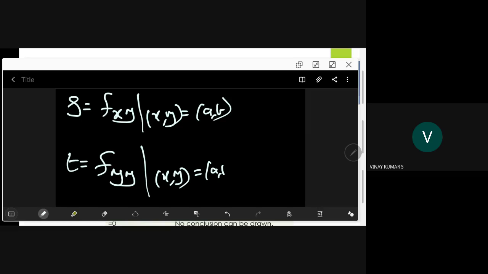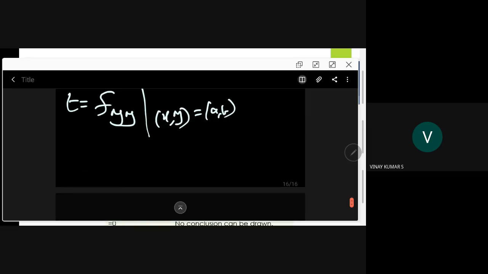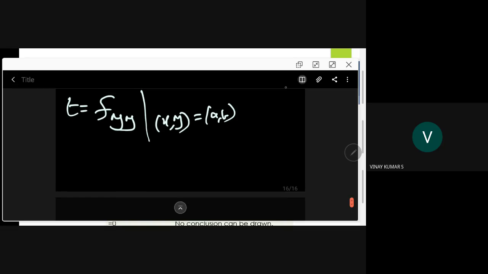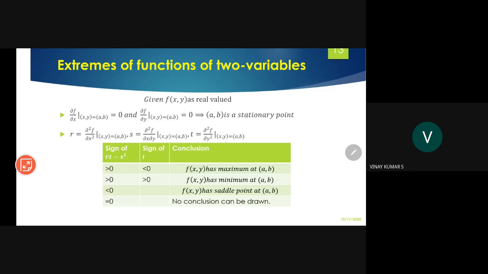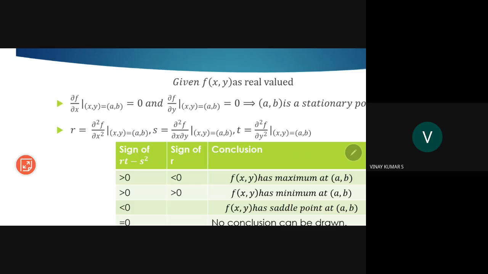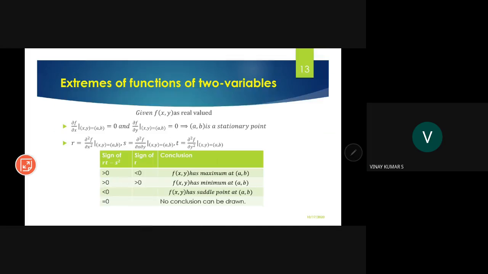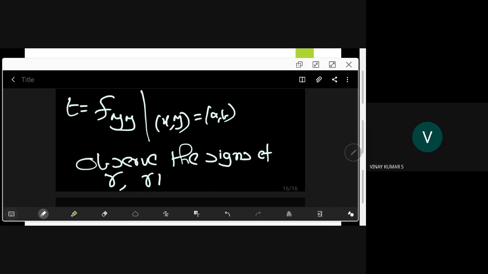So now what we got? We got the r value. So observe the signs of r and rt minus s square. Observe the signs of r comma rt minus s square. That's all. Signs only. Now you look at the argument.